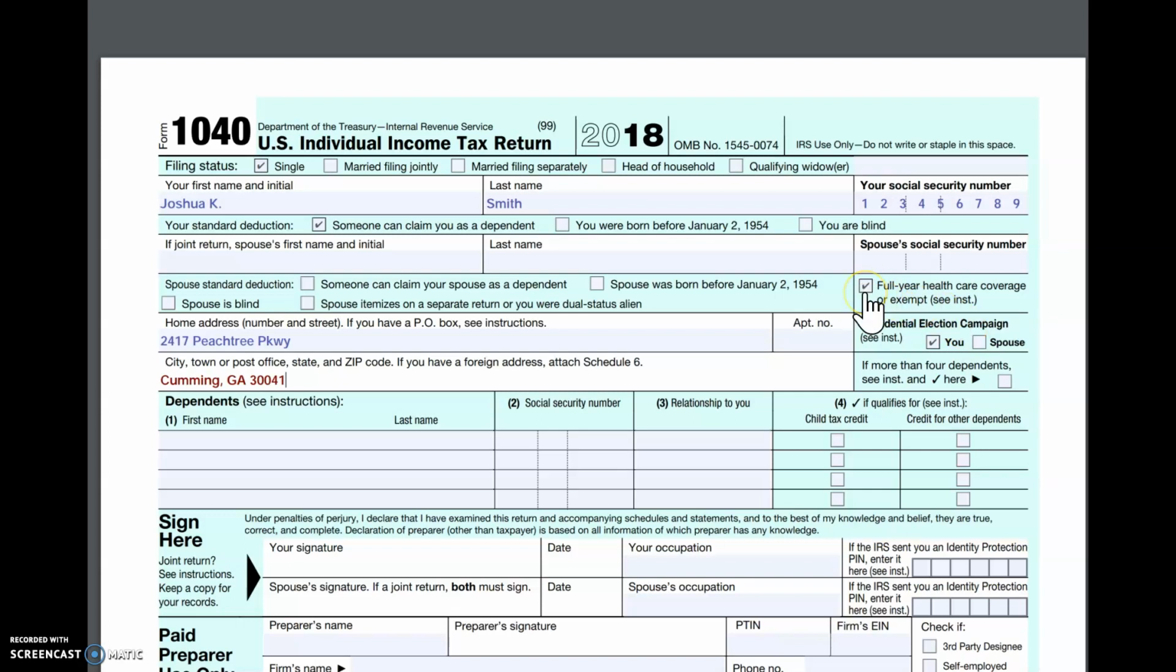And very important on the first year health care coverage that we do check that, because he was a dependent of his parents. He is covered under his parents' health care. And then the last thing we have to do on this page is put his occupation, which is student. All right, that completes page 1. We're ready to go to page 2.